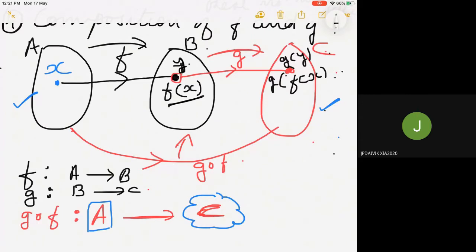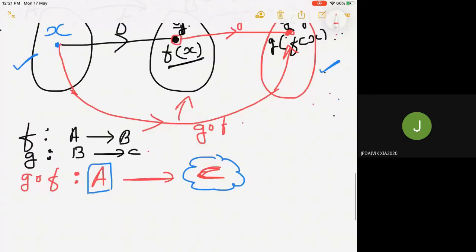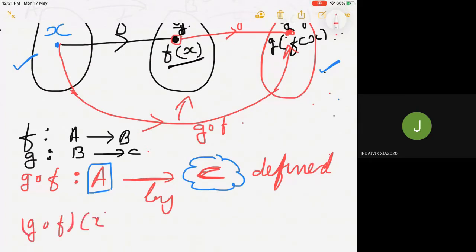Now you define this function g o f with the image like this. The image of x under g o f will land up here, and it will be g(f(x)). So it is defined by (g o f)(x). A function is fully defined only if we say the image of x under the function g o f. So that is equal to g(f(x)).